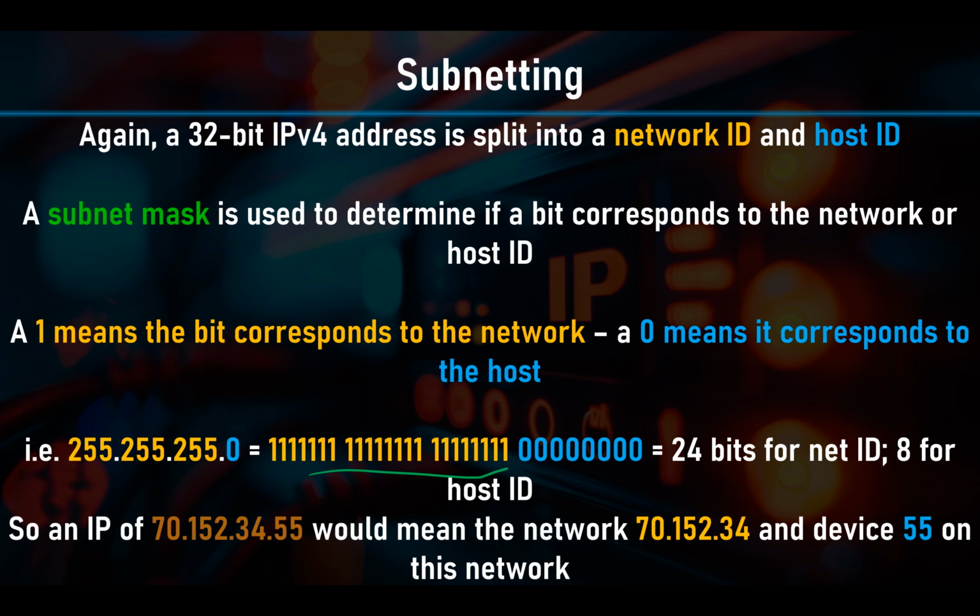So let's say an IP of 70.152.34.55. Since the first 24 bits are the network, that means the network is 70.152.34. The last 8 bits are going to be for the device, or host ID, therefore that's going to be device 55 on that network.